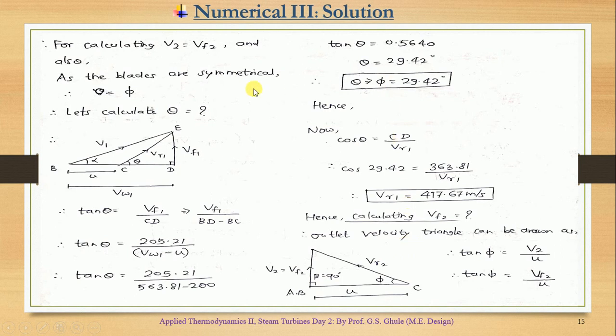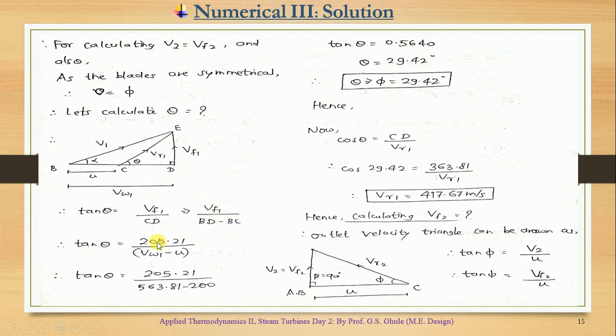As the values for V2 and Vf2 are the same, and theta and phi are equal, let's find out the value for theta first. So theta will automatically be equal to phi. Now if I apply the formula for tan theta in this particular triangle CDE, it will be Vf1, which is the opposite side, upon CD, which is the adjacent side to this theta. This CD can be written as VW1 minus U, which I have shown over here.